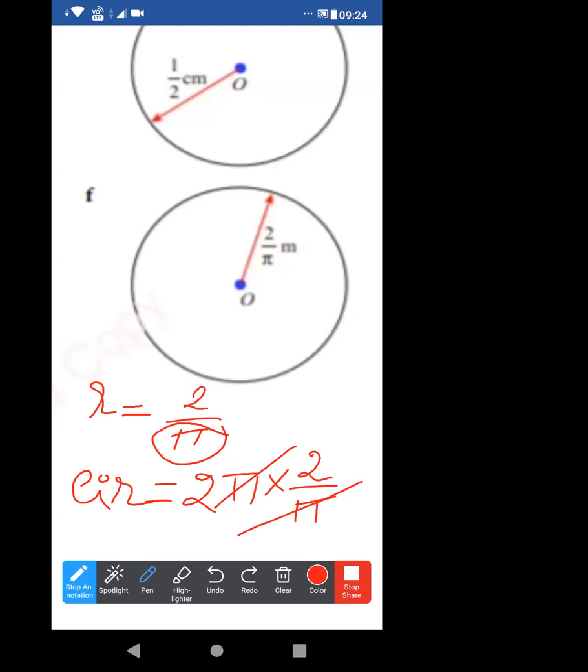Understood? So no need to make it complex. It will be very simple if we just directly put this value. This pi will be cancelled out. It will be just 2 twos are 4. Understood? And the unit is given in meters, right? Meter.